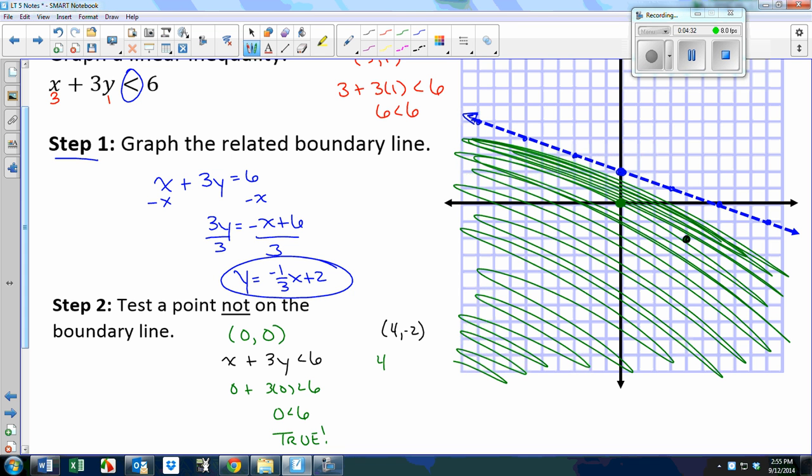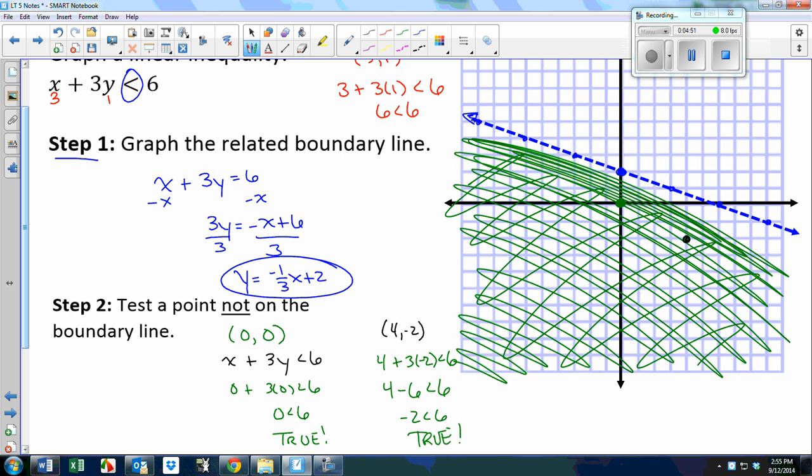Anyways, let's try it. 4 plus 3 times negative 2 is less than 6. 4 minus 6 is less than 6. Negative 2 is less than 6. Again, true. We could plug in as many points as we would like on this side of that line, all that we shaded here, and every one of them will work. So that's our final answer.